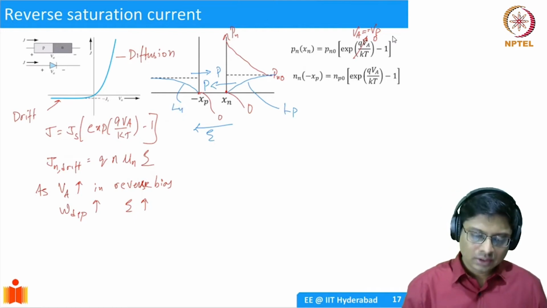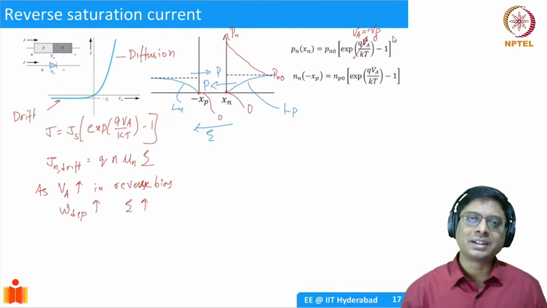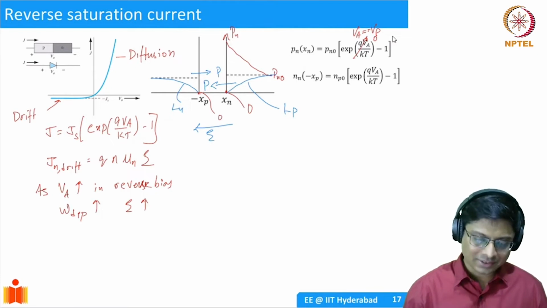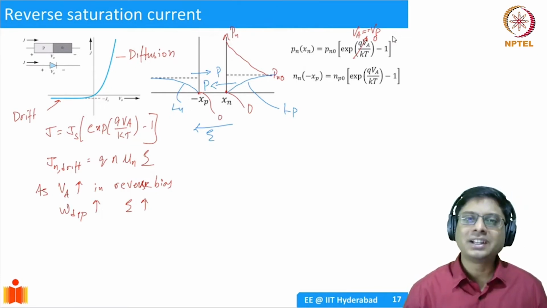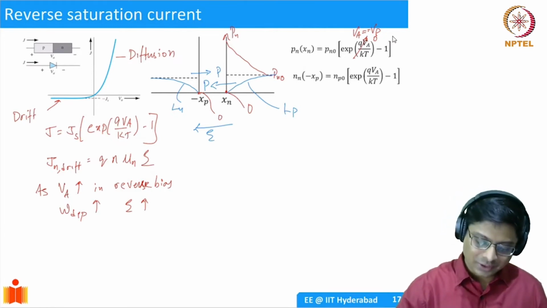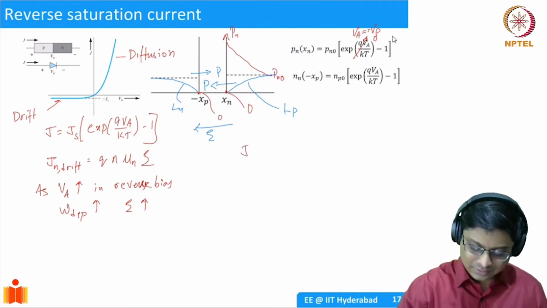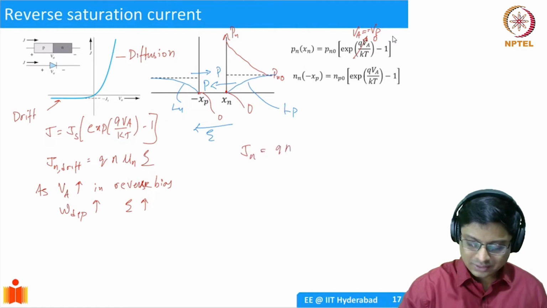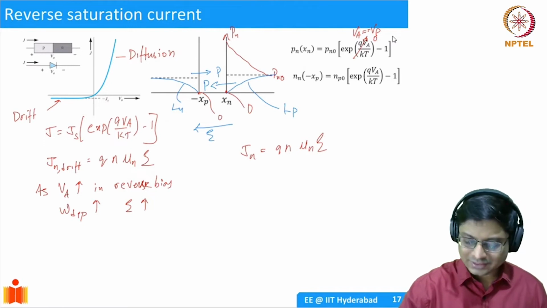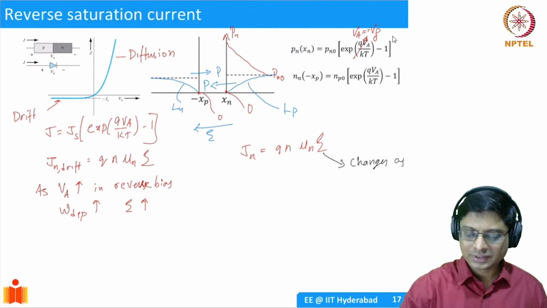So, can this explain our dilemma? Well, it does. In the reverse bias, the important thing is not really the electric field, but the number of carriers. I have deliberately not emphasized this: Jn is equal to q n mu n times the electric field. I said that this is going to change as V applied increases in the reverse bias.